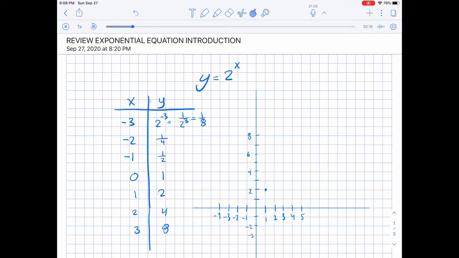So at 1 we have 2, at 2 we have 4, at 3 we have 8, at -1 we have 1/2, at -2 we have 1/4, and at -3 we have 1/8. So our equation will look something like this. We can tell that that is not linear. It is the graph of an exponential equation, y equals 2 to the x.